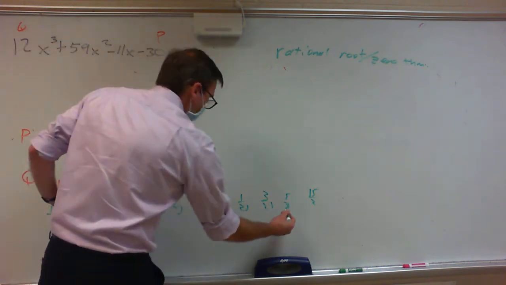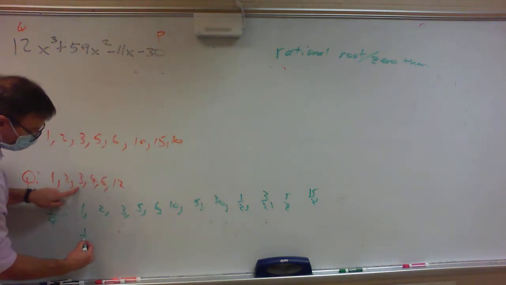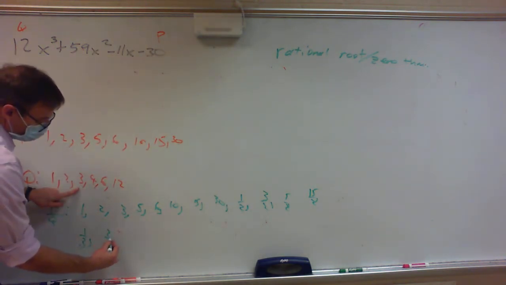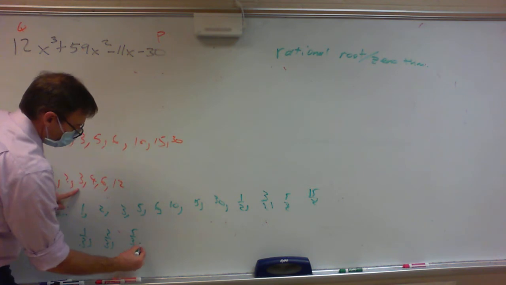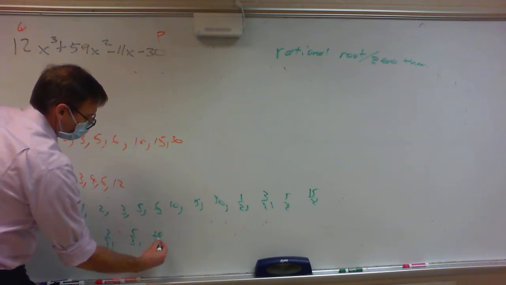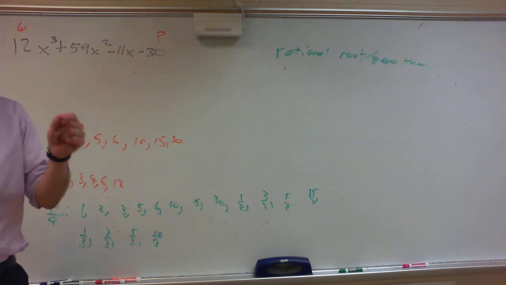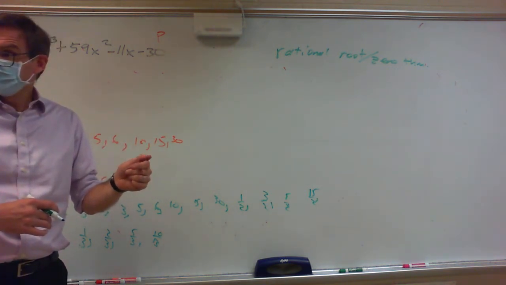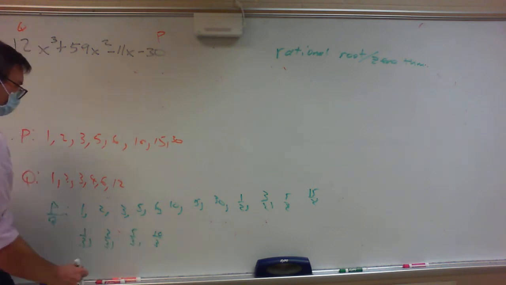And so now let's look at denominator 3. Well, 1/3 I don't have. Here, I'll start writing down here. 2/3 I don't have. 3/3 is 1, I already have it. 5/3 I don't have. 6/3 is 2, already have it, don't need it. 10/3. 15/3 is 5, already have it, don't need it. And 30/3 is 10, already have it, don't need it. If you follow this pattern, anytime the fraction reduces, you already have it. All right? Okay, so now I've finished with denominator 3, so now I go to denominator 4.